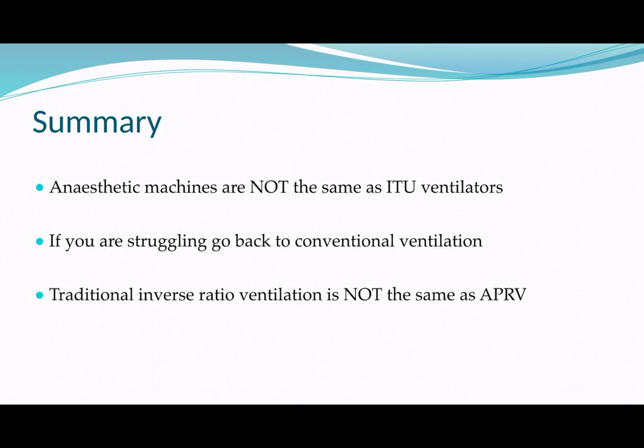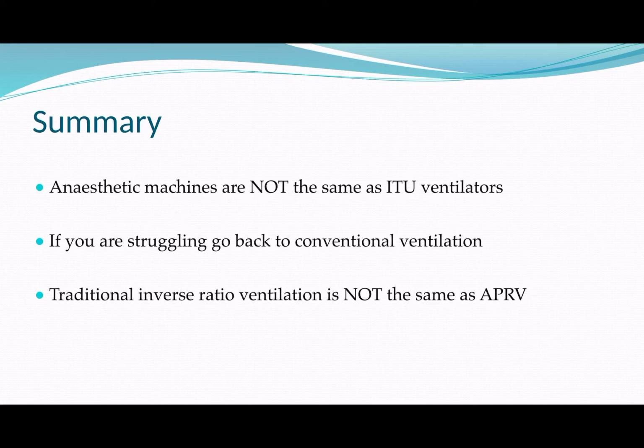A really key point is if you're struggling with this in an anaesthetic machine, it is probably wiser to go back to a conventional mode of ventilation like pressure control ventilation with a normal I to E ratio and just adjust the peak pressures. If you really need it, I would change from an anaesthetic machine to a conventional ITU ventilator, but if not, inverse ratio ventilation might help for some patients, especially if you don't have access to an ITU ventilator.